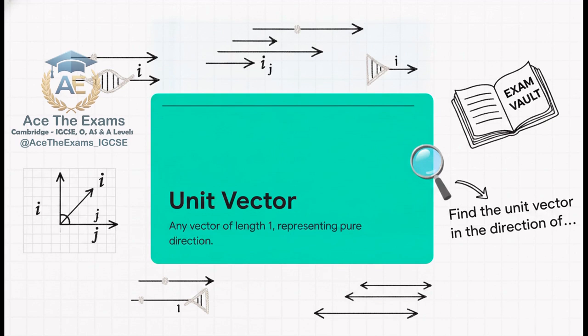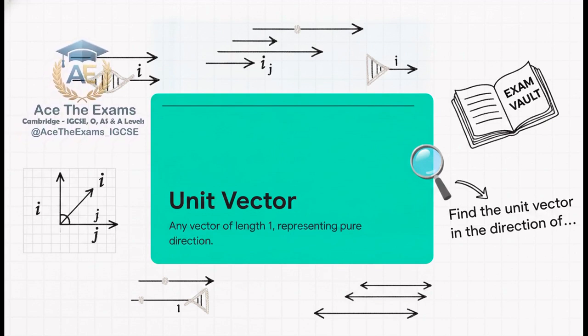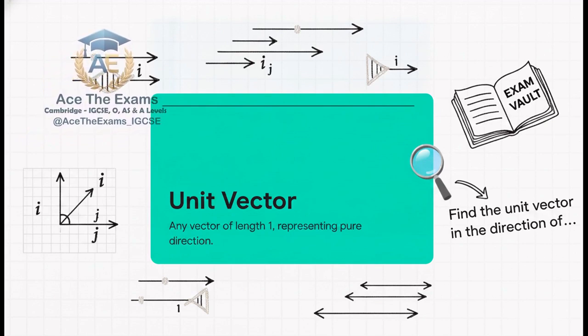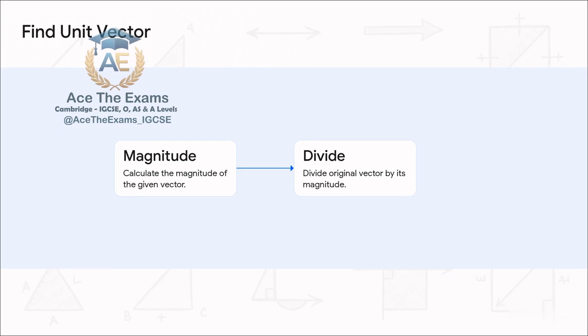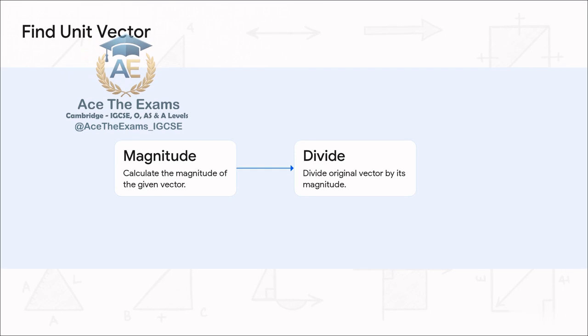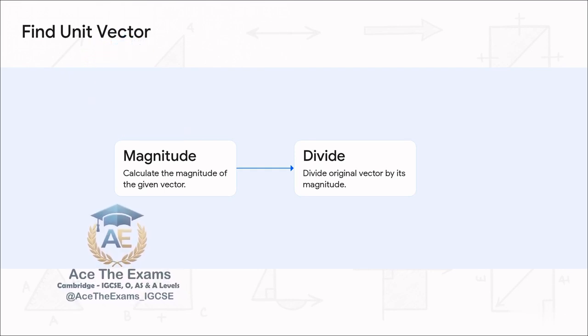In the exam vault, the command phrase "find the unit vector in the direction of" is a very high-value target. Examiners love it because it tests multiple skills simultaneously. So how do we do it? To shrink any vector down to a unit vector of 1, you simply divide the entire vector by its own total magnitude. Let's do a quick find the flaw challenge right now with our student Alex.